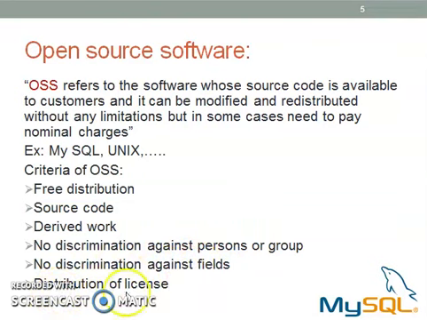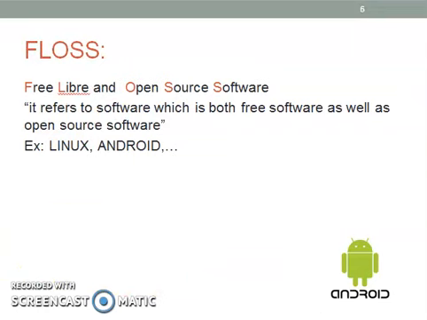Next, distribution of license means the rights attached to the program must apply to all for whom the program is required without the need of an additional license by other parties. Along with that, license must not be specific to the product, license must not restrict other software, and license must be technology neutral, means it does not depend on any particular technology or style of interfaces in case of open source software.